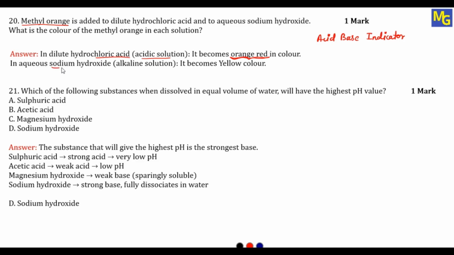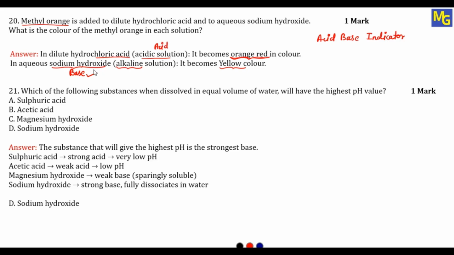But when it is added in base, sodium hydroxide is nothing but a basic solution, or it is also called an alkaline solution. When it is added in an alkaline solution, it changes its color to yellow. The whole solution will get yellow color. So if your solution is getting yellow by adding methyl orange indicator, then the solution is base. If your solution is giving orange red color, a little bit of change in the color, when the methyl orange is added, then the solution is acid.